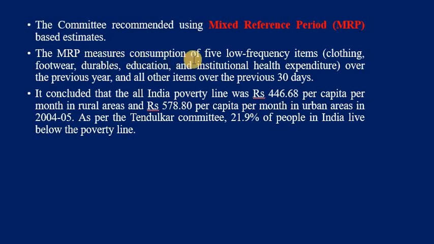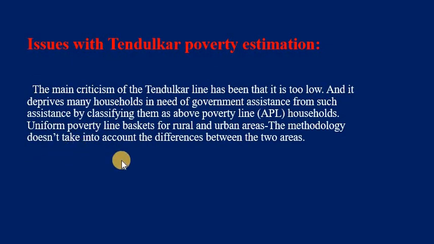That is measures of consumption of 5 low frequency items and the previous 30 days. So this mixed reference period, just understand that it was used by the Tendulkar Committee. Then what are the issues there? The Tendulkar Committee line has been criticized as too low. So many households in need of government assistance are not given it. So that is one drawback.